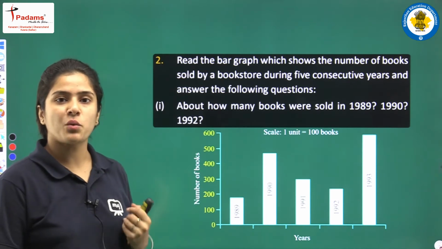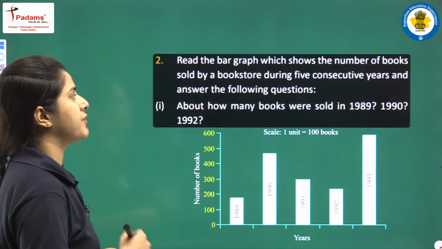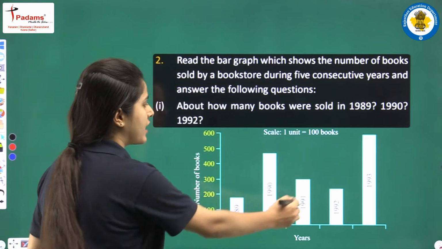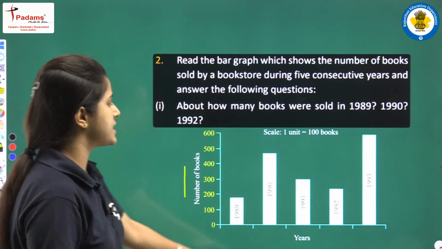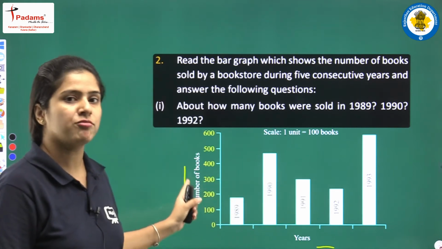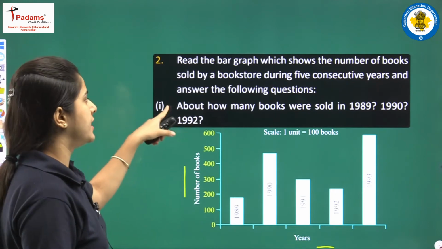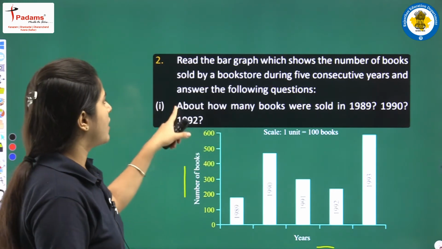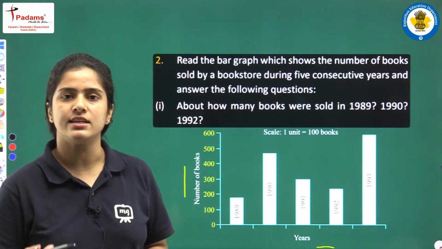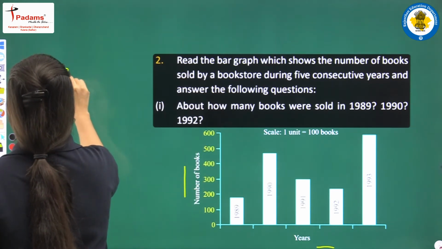Now students, the second question: read the bar graph which shows the number of books sold by a bookstore during 5 consecutive years and answer the following questions. So here is the bar graph given to you, the number of books sold and the year. The first part we need to answer is about how many books were sold in 1989, 1990 and 1992.